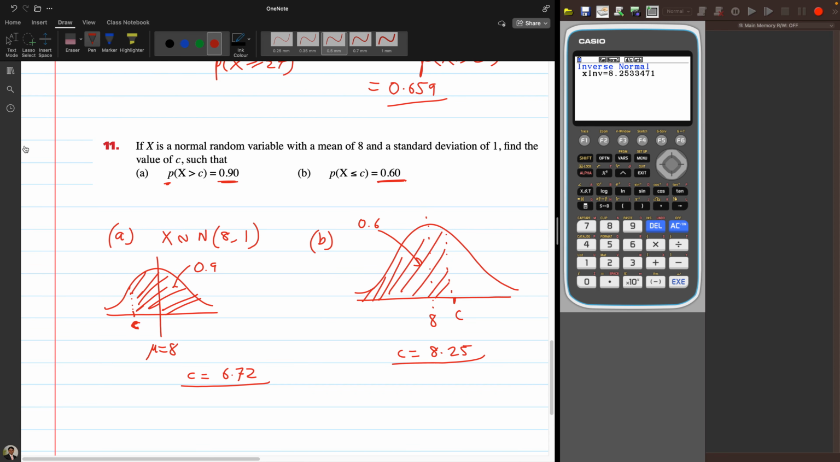So what are the functions you have to use? NCD and inverse normal. Which is a function you never have to use? Why is it there on the calculator? I don't know, ask the calculator. So you don't have to use it. So NCD and inverse normal. For binomial, what do you have to use? BPD and BCD. Never use inverse normal or inverse binomial there. Just remember that.